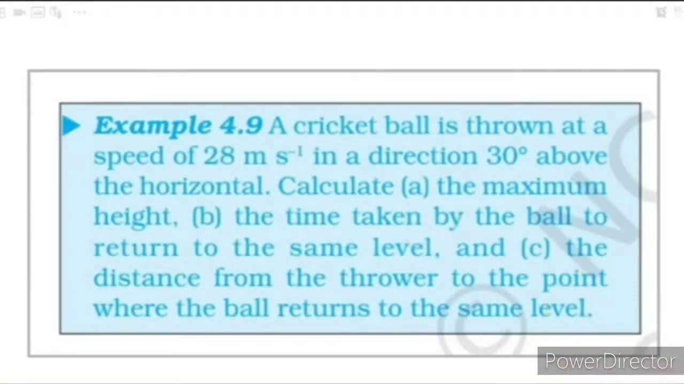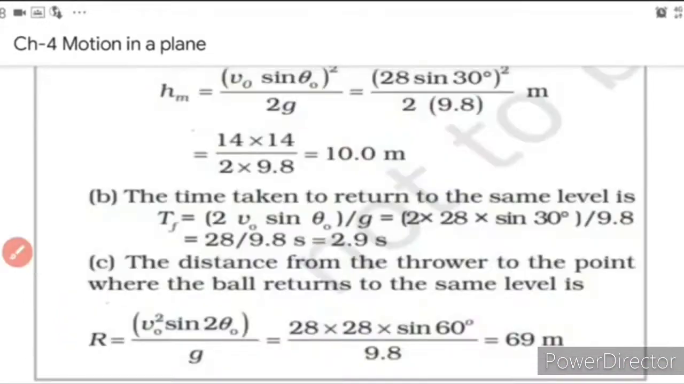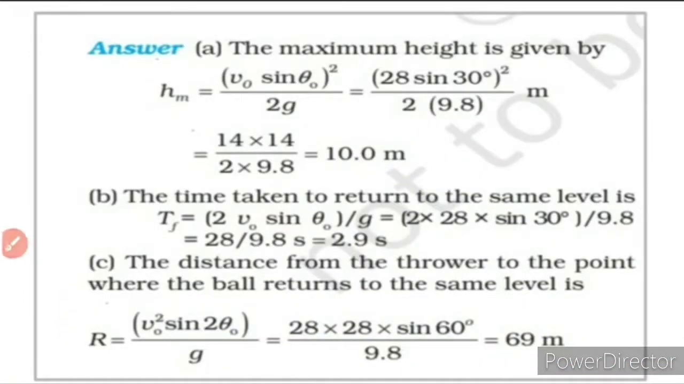So we can use the direct equations and solve the problem. Since the angle is 30 degrees, sine 30 is half, you can substitute that and you can find the maximum height to be 10 meters, time of flight to be 2.9 seconds, and the range to be 69 meters. Direct application, do it and find the answer.